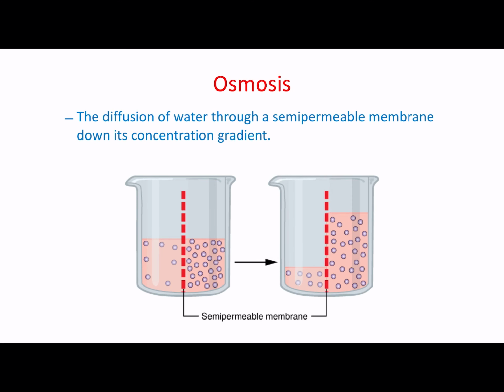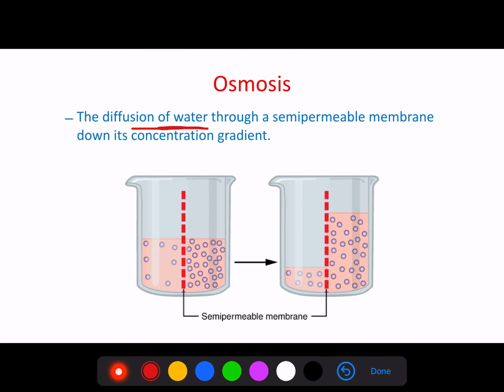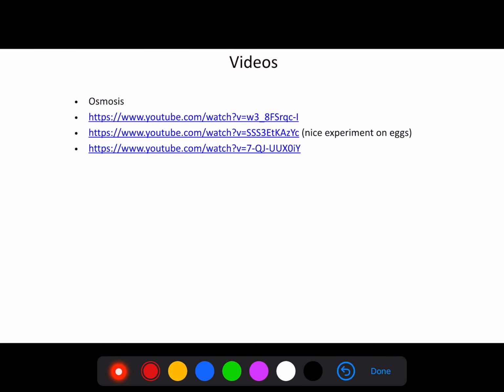Okay, let's see osmosis now. By definition, osmosis refers to the movement of water through a semi-permeable membrane. To understand this, let's use some space here to compare between diffusion and osmosis.